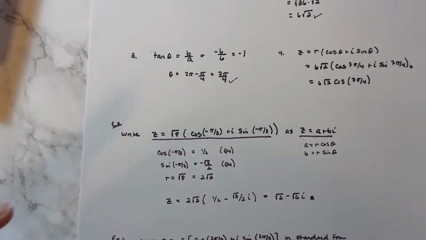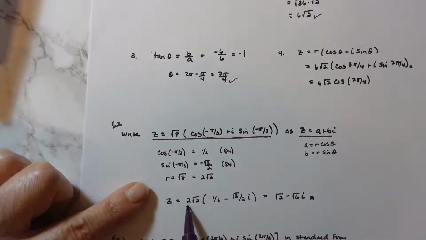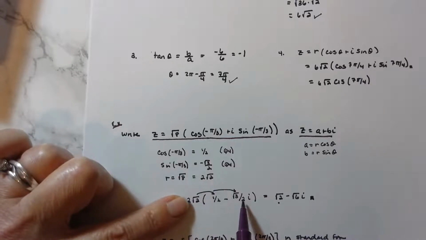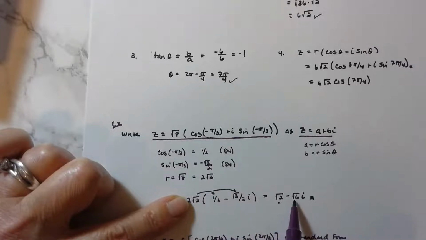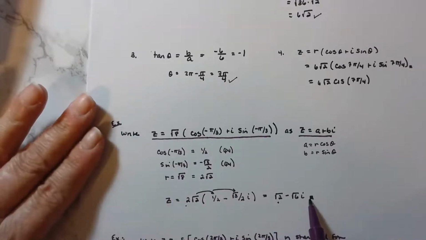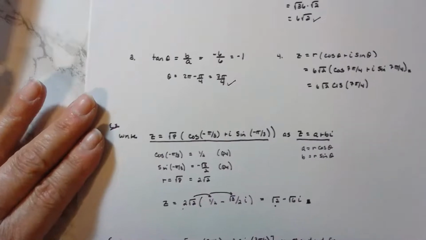So what I do is the following. I say z is 2 root 2 times the quantity 1/2 minus root 3 over 2 i. And if I distribute this in, 2 root 2 times 1/2, the 2's will cancel and I'm left with root 2. And when I distribute it to that second term, the 2's will cancel and I'm left with root 2 times root 3, and there's a negative there, so negative root 6 i. And I'm done.